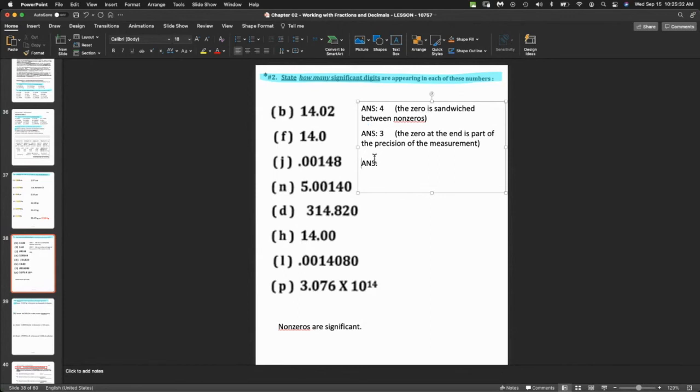That's correct, Nikolaos. Yes. That's 3. Those zeros at the beginning, they're just there to tell you how big the number is.